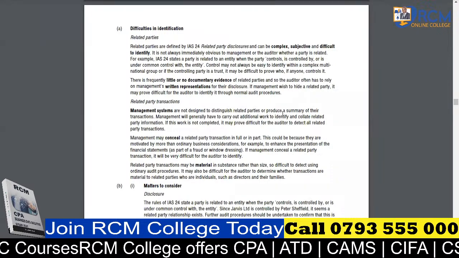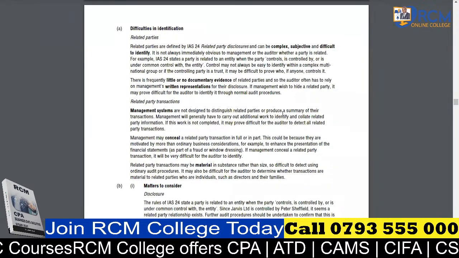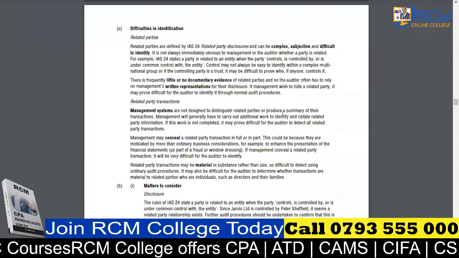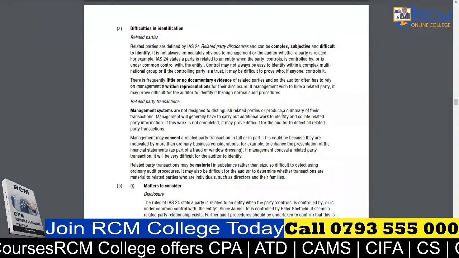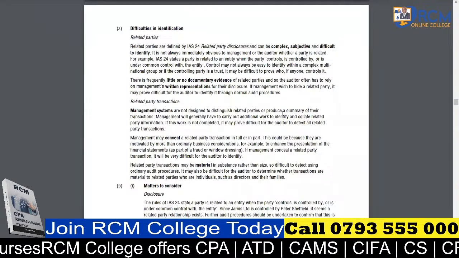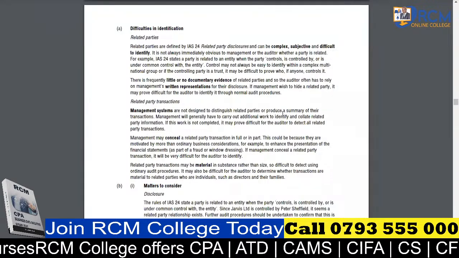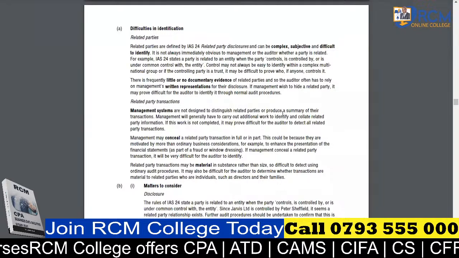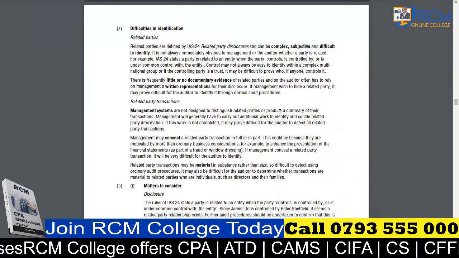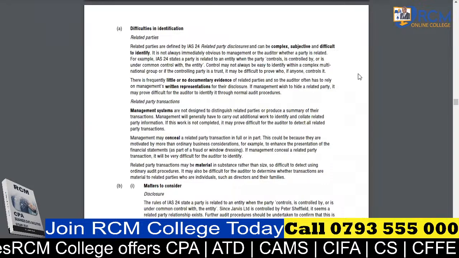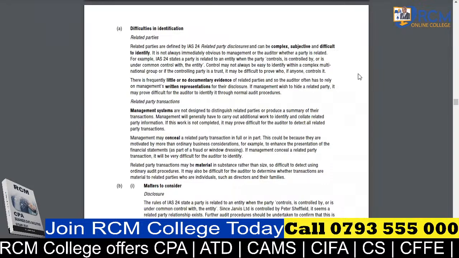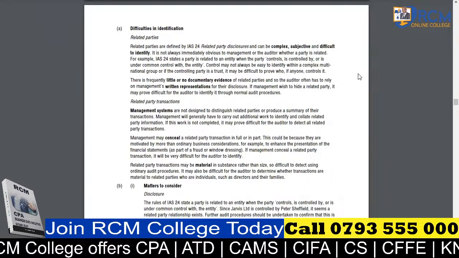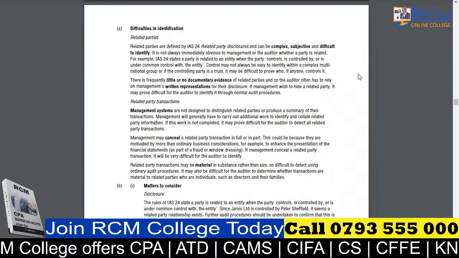Management may conceal a related party transaction in full or in part. This could be because they are motivated by more than ordinary business considerations, such as presenting the financial statements as part of fraud or window dressing. If management conceals a related party transaction, it will be very difficult for the auditor to identify. Related party transactions may be difficult to detect using ordinary audit procedures. It may also be difficult for the auditor to determine related parties who are individuals, such as directors and their families.